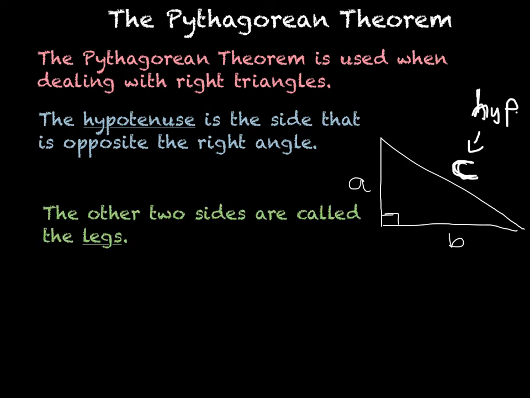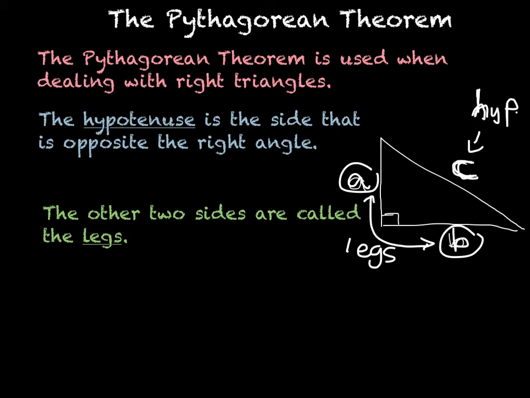The other two sides are called the legs. So side A and side B, the shorter two sides, are the legs. And that's how we break down right triangles.